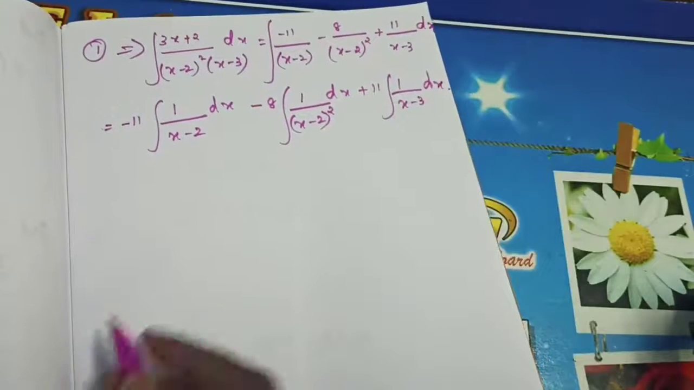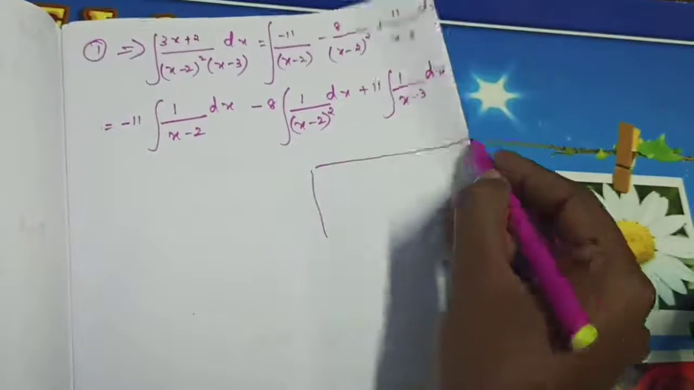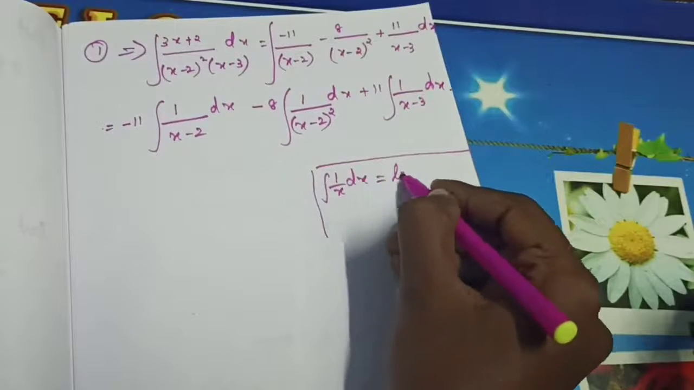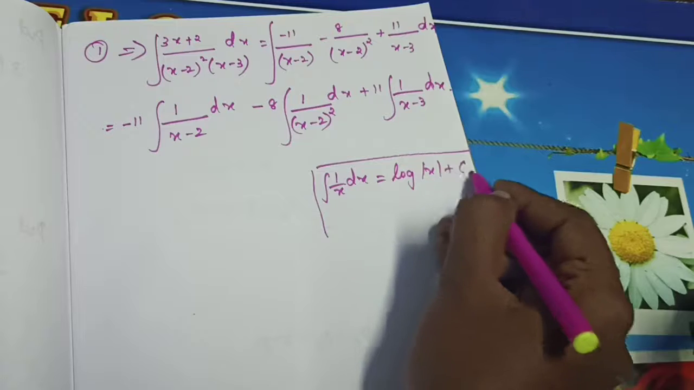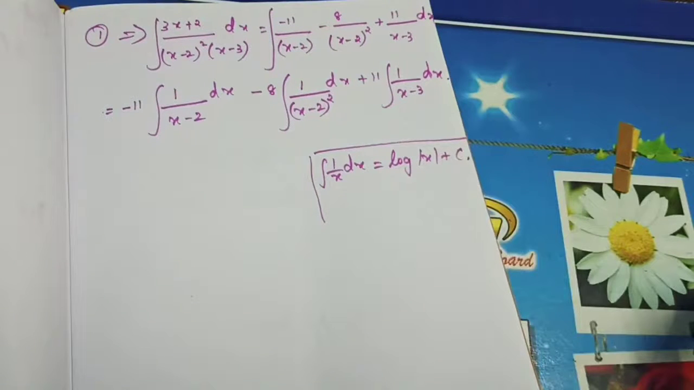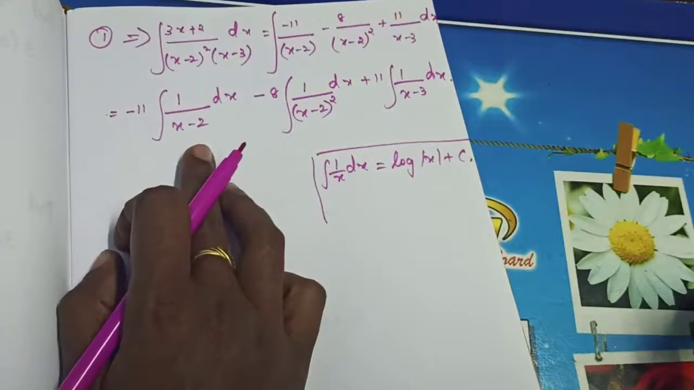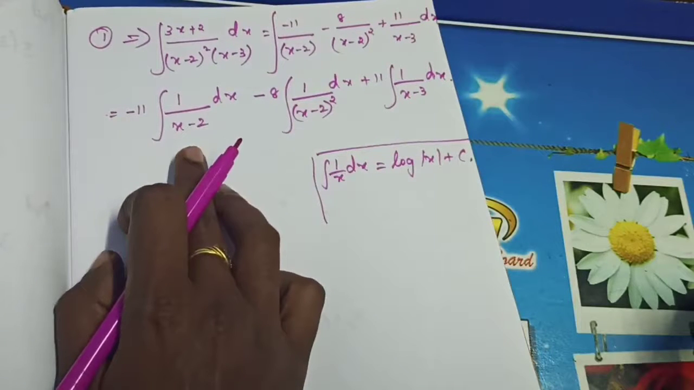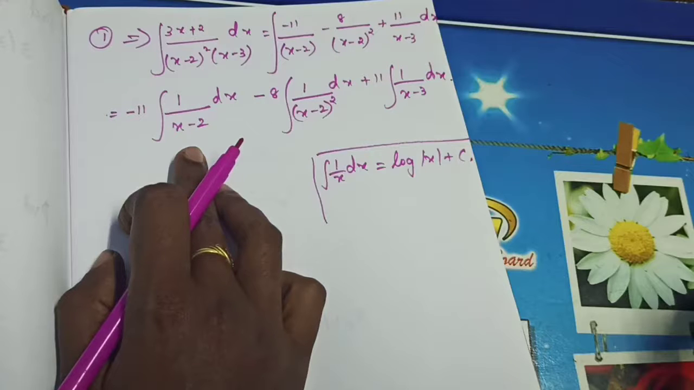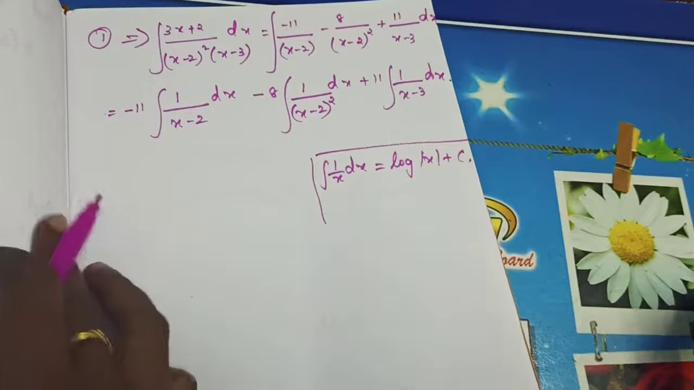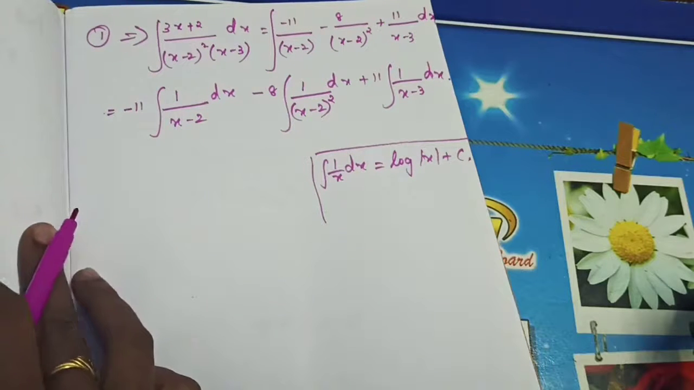Okay. So already you have learned one formula in the last class. What's the formula? Integral of 1 by x dx is equal to log of mod x plus c. We are going to use this formula. Yes. Why are we going to use this formula? X minus 2 is there, is it right? If I am bringing this x minus 2 to the numerator, what will happen? X minus 2 the whole power minus 1 you will get. Okay. So we can't use that formula here.